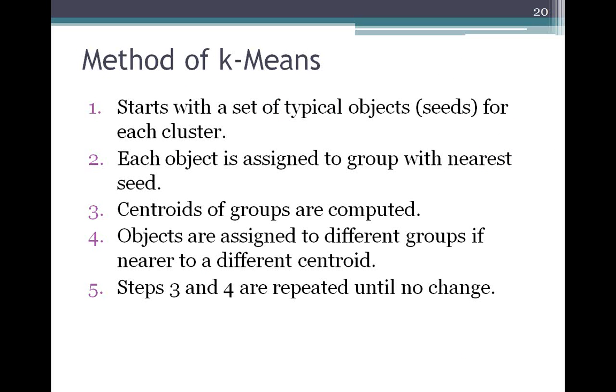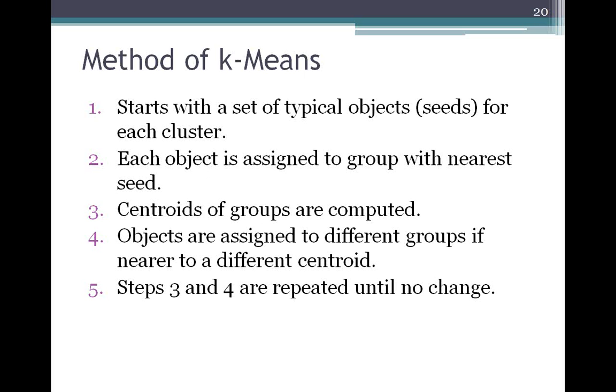You decide, for example, okay, I want to group things into 4 groups, let's say. You start by picking 4 objects, 4 different states, to seed the groups. You then assign each of the other objects to whatever group has the nearest seed. Okay, so you take all the other states and assign them to the most similar cluster, the most similar seed.